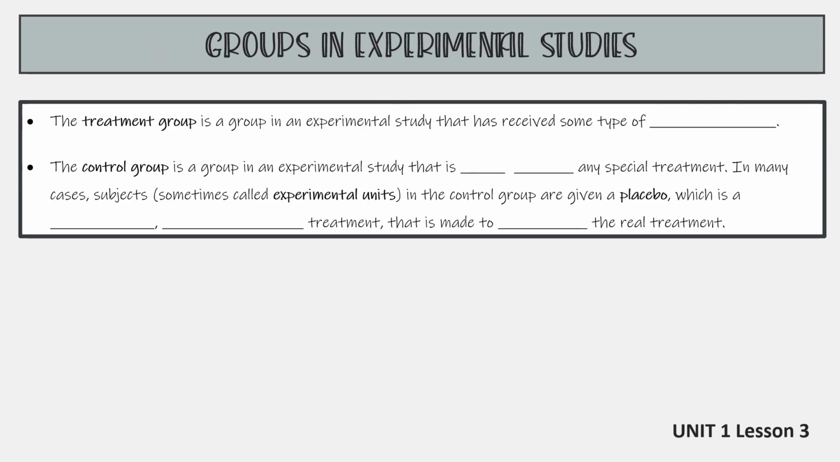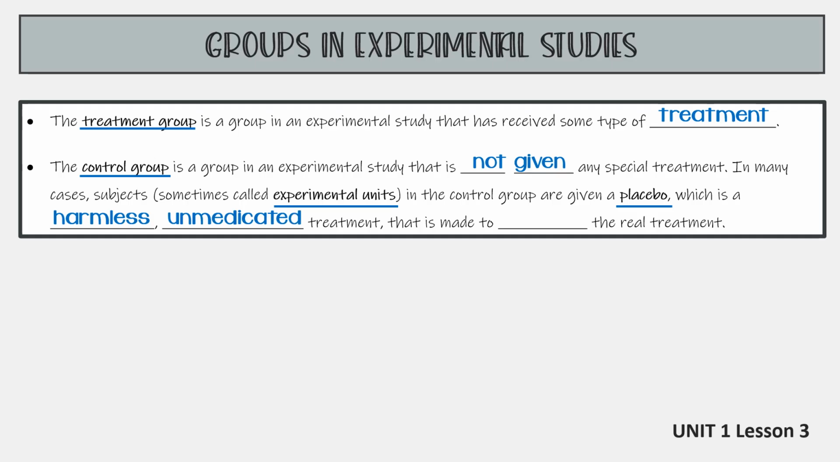Groups in experimental studies. Treatment group is a group in an experimental study that has received some type of treatment. The control group is a group in an experimental study that is not given any specific treatment. In many cases, subjects, sometimes called experimental units, in the control group are given a placebo, which is a harmless, unmedicated treatment that is made to look like the real treatment.